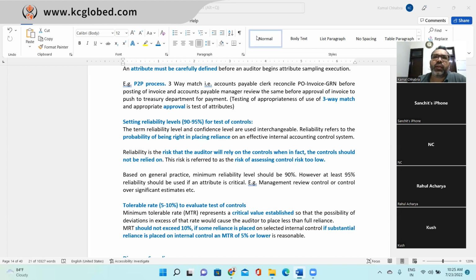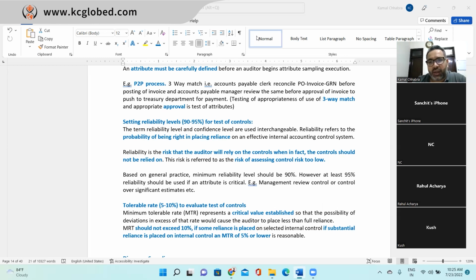The reason is that as an auditor, there might be some detection risk, right? We cannot go beyond a certain level to rely on the controls. But if we are not relying on the control, then also we need to balance it out, right? So if we are planning to rely on control, that means the controls would be operating effectively more than 90%, right? But we cannot go beyond 95% because there will always be a detection risk. That is the reason the reliability level is generally kept between 90 and 95.